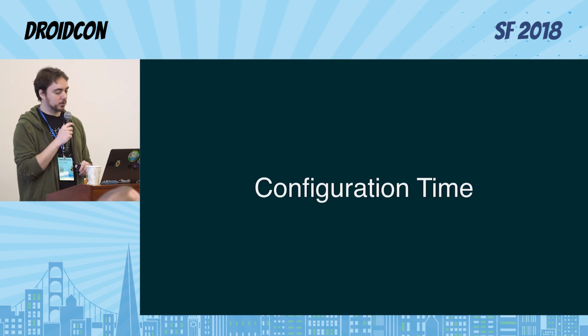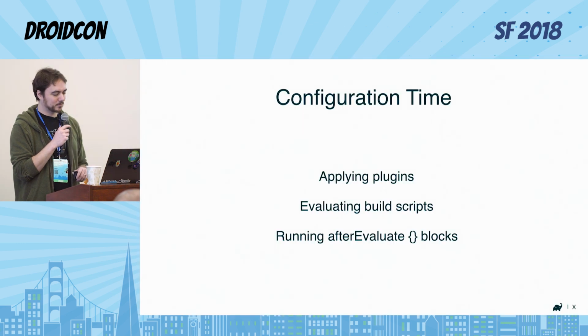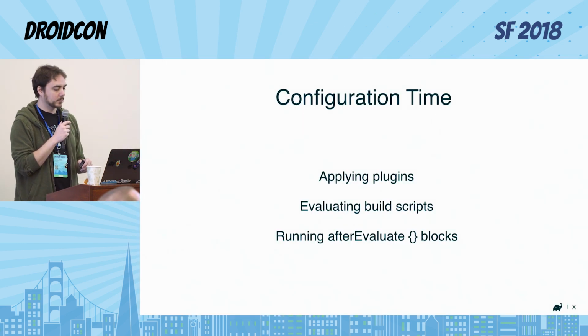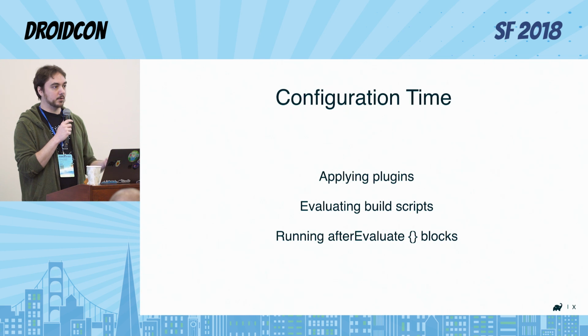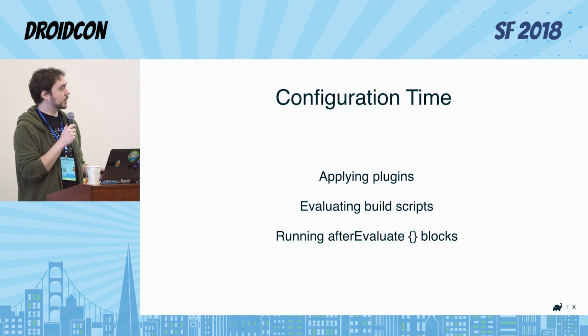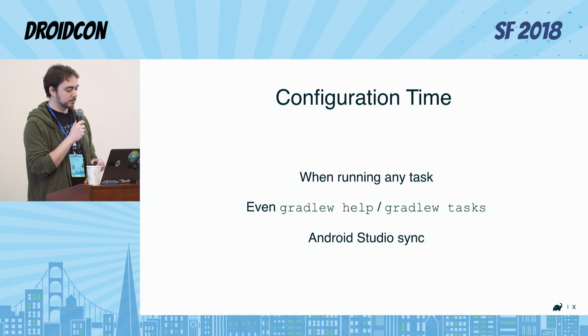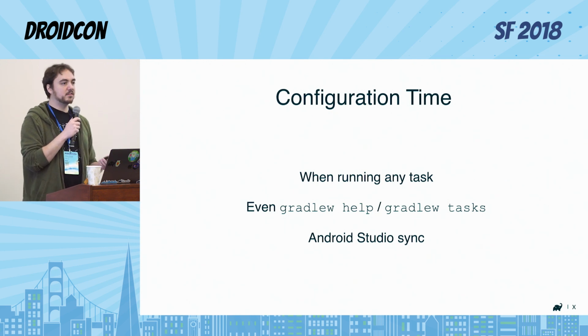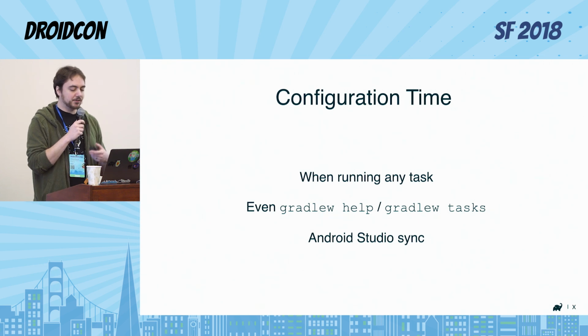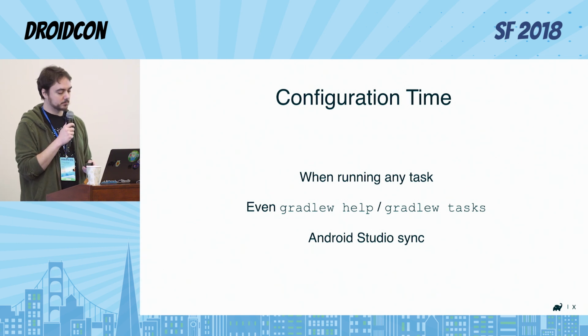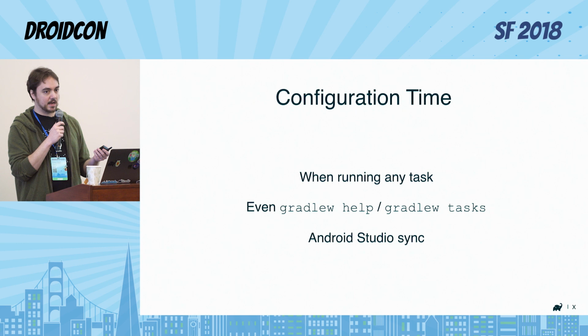Configuration time is a lot more interesting. Many things can go wrong here, and they often do. What is configuration time? It's applying plugins, evaluating build scripts, and running your after evaluate blocks. All these get run with every build, running any task, even syncing Android Studio. So if configuration takes 10 seconds, every single one of your builds will take 10 seconds, even a no-op build. So you really want to get that as low as humanly possible. I'll show you a couple of examples of how that can get out of hand.